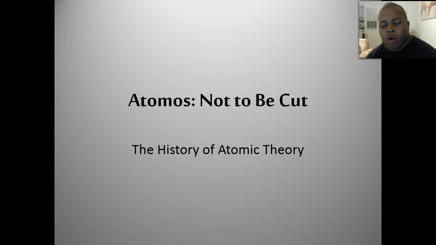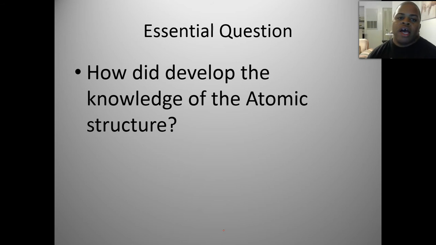How do we actually know what it looks like if there's nobody who can actually say, I've looked at it, I've held it, I've broken it apart and looked at the different parts? So, start off with our central question. How did we develop the knowledge of the atomic structure?